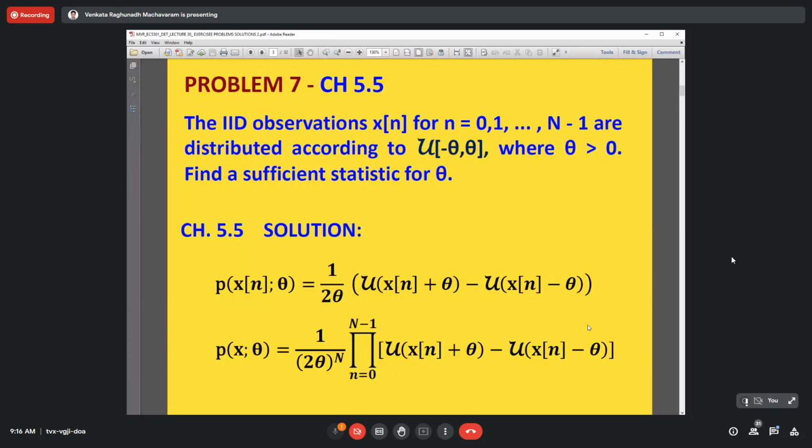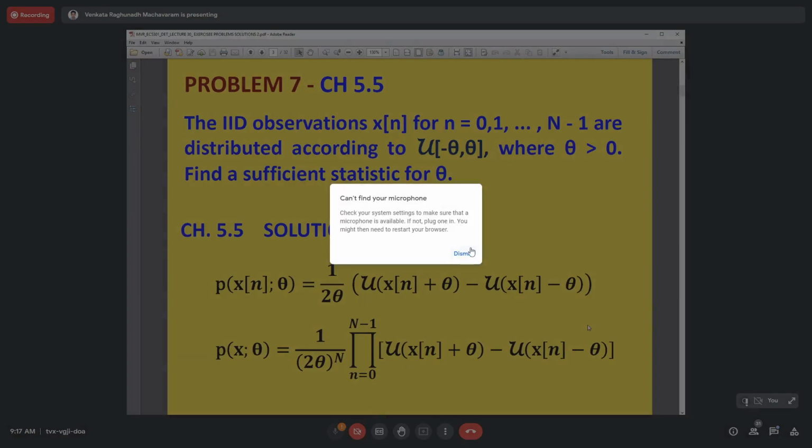So what is the distribution for now? 1 by 2 theta, and for all samples you have to multiply, because IID, all samples x0, x1. So x0 is uniform, x1 is uniform, x2 is uniform. It is because it's a rectangular function. In the first one you wrote like that, because they are distributed from minus theta to plus theta.